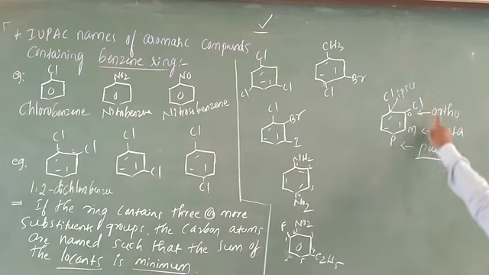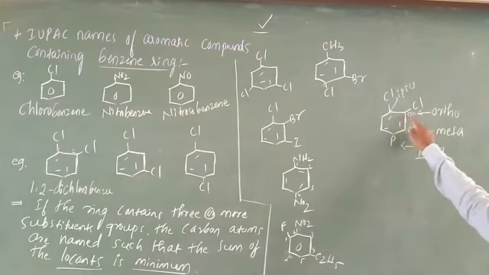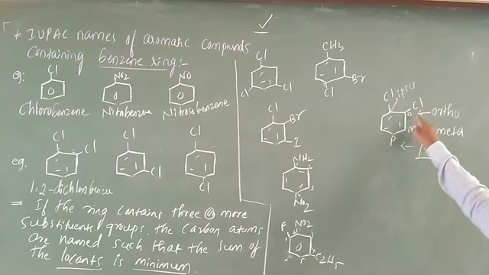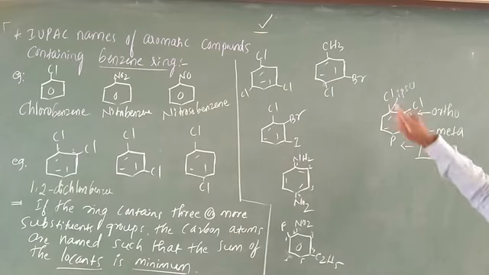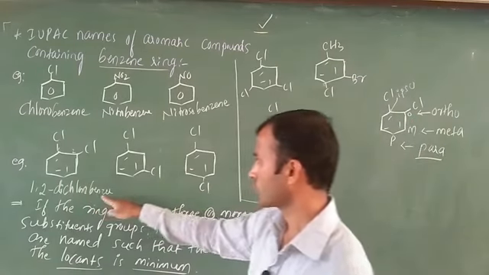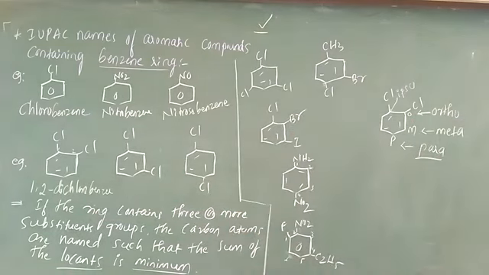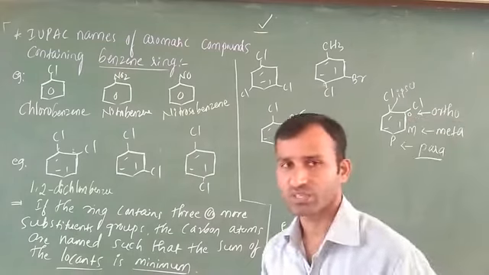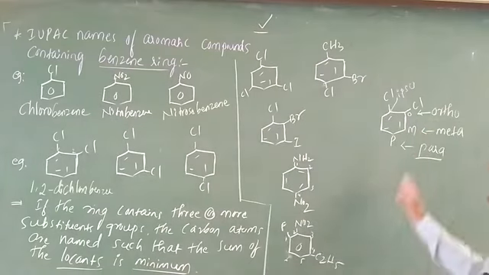This is the common name. What is the common name of this one? Orthochloro, orthochlorobenzene. Is it right or wrong? This one is wrong. What you have written, 1, 2 dichlorobenzene, is IUPAC nomenclature. If you want the common name, otherwise you have to write orthodichlorobenzene. That is also right. Orthodichlorobenzene, that indicates the common name of this one.